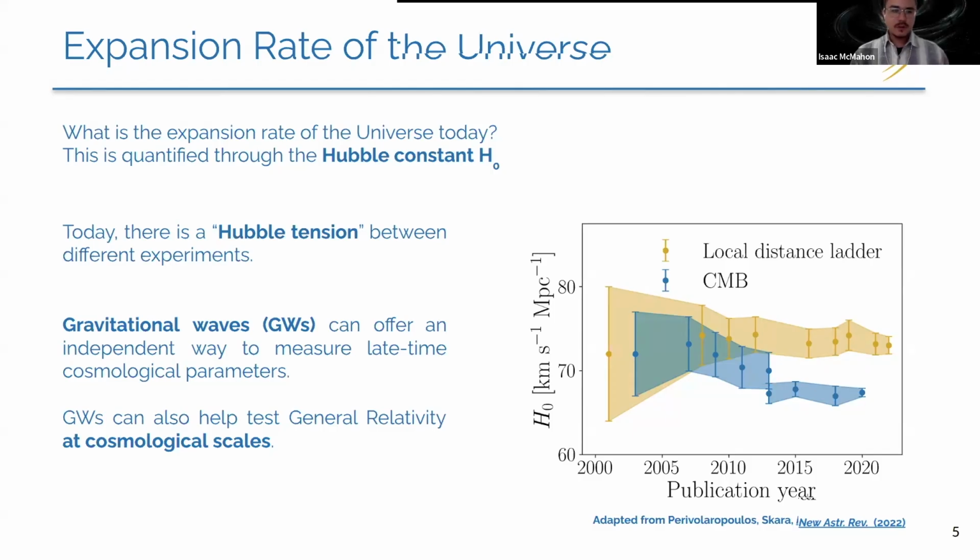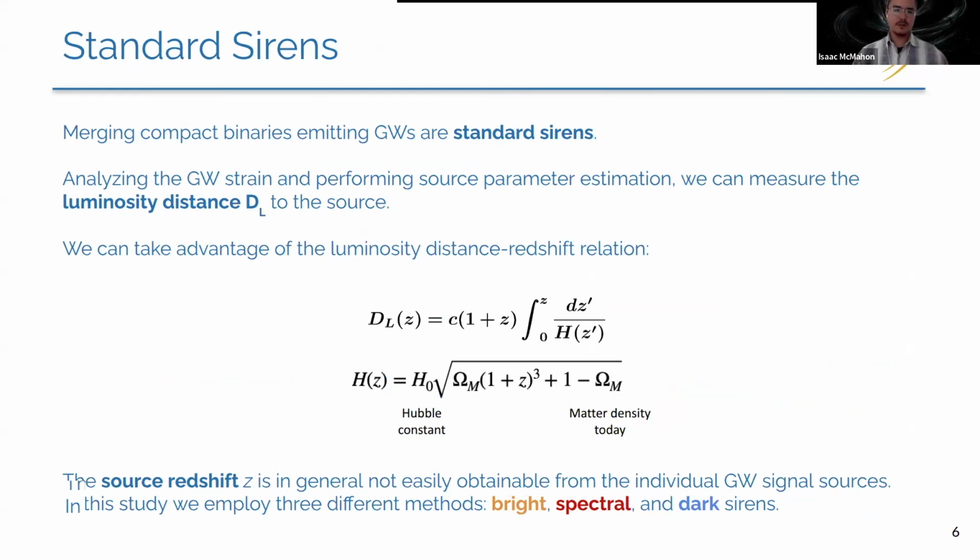But what we are concerned with is that gravitational waves, or GWs, can offer an independent way to measure late-time cosmological parameters like the Hubble constant. So with gravitational waves, we can provide a new independent way to measure these parameters, to hopefully provide a new voice in this conversation of the Hubble tension. We can also use gravitational waves to help test general relativity or alternatives to general relativity at cosmological scales, at the largest level. So how do we actually do this?